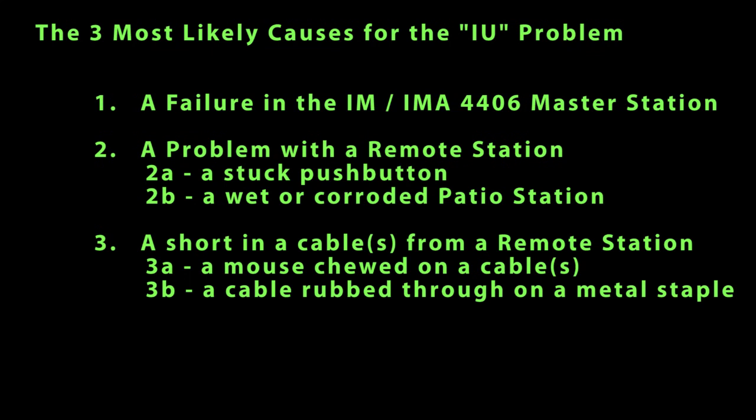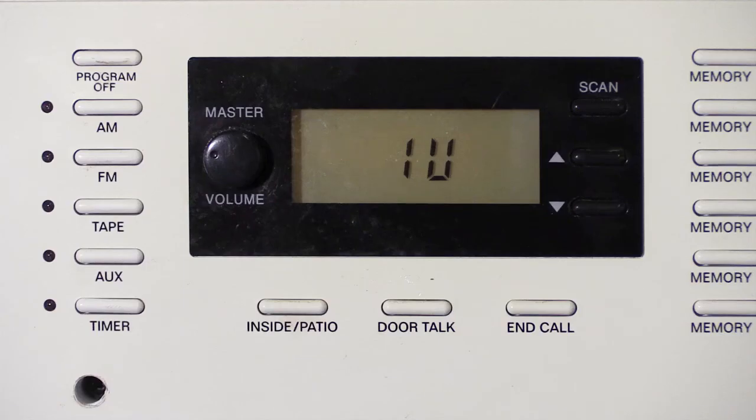And the third possible cause could be that you have a short in one of the cables that connect the remote stations back to the master station. If you have cables that run throughout your attic, and you had a mouse in the attic, they like to chew on the insulation of the cables, and a short in the cable could cause this problem also. So now I'm going to show you the basic troubleshooting steps to see if you can figure out where the problem lies.